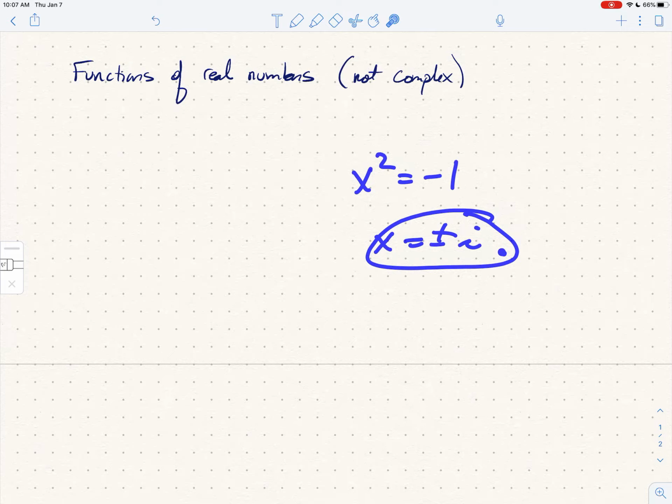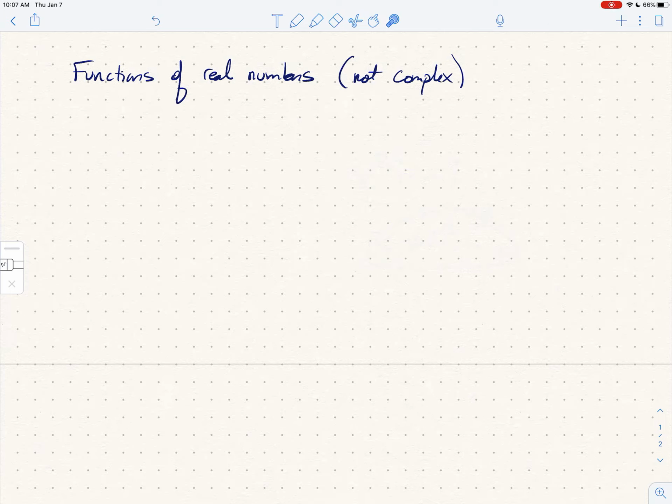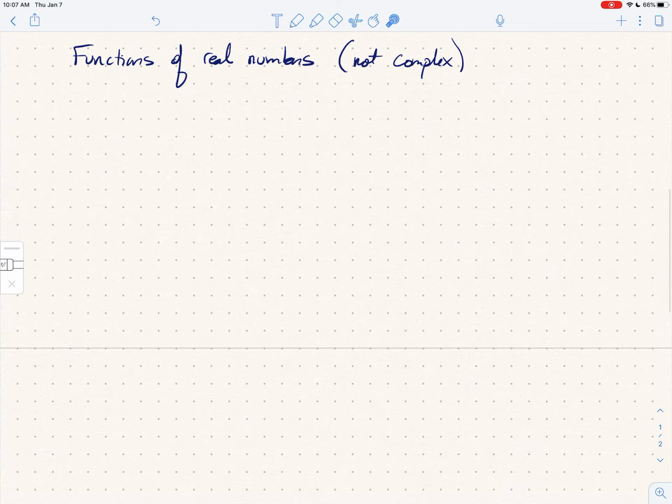If you're interested in learning more about that, I would encourage you to take complex variables with us. We offer it occasionally, and the calculus is just absolutely fantastic over the complex numbers, but we're focusing over the real numbers. And so I want to remind you what a function even is.